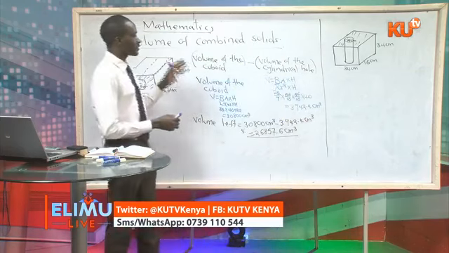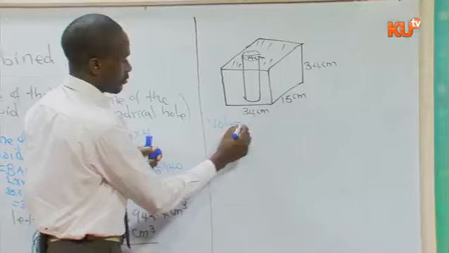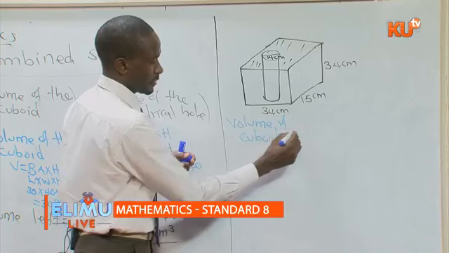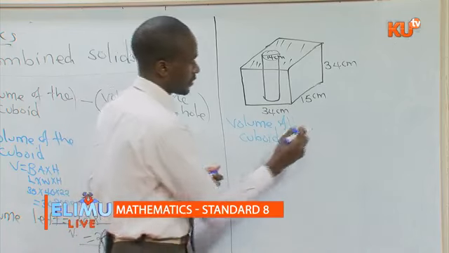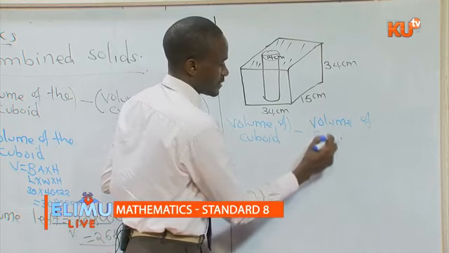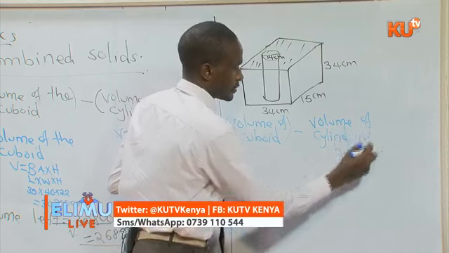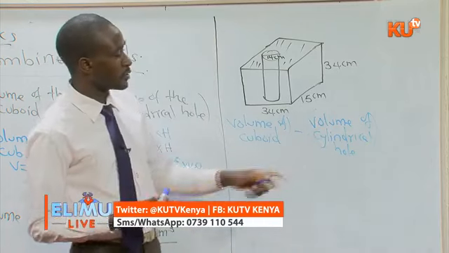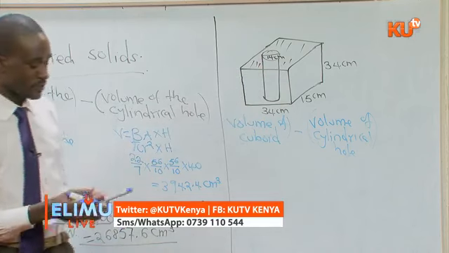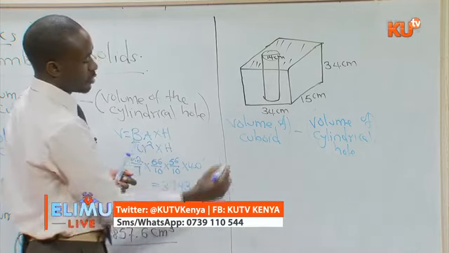So just the way we handled this one, the same way we say volume of cuboid take away volume of cylindrical hole. So I'm saying cylindrical hole because it is what has been removed here. So you have to be careful and know which one has been removed. So here, let's start with the volume of the cuboid.